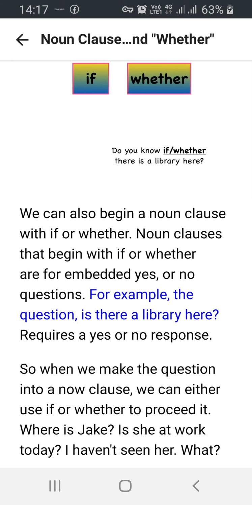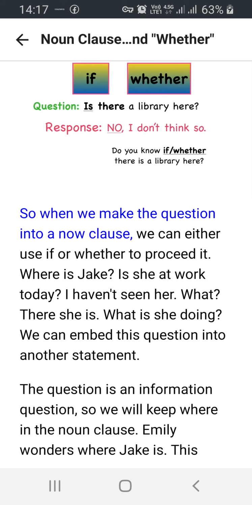For example, the question, "Is there a library here?" requires a yes or no response. So, when we make the question into a noun clause, we can either use if or whether to precede it.